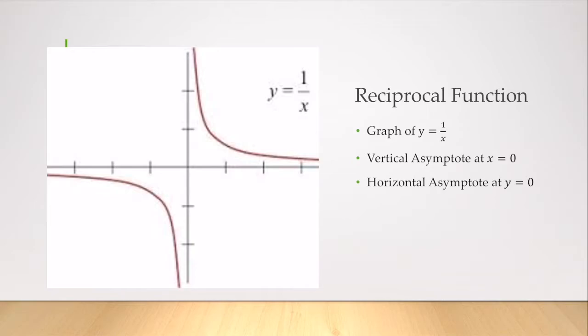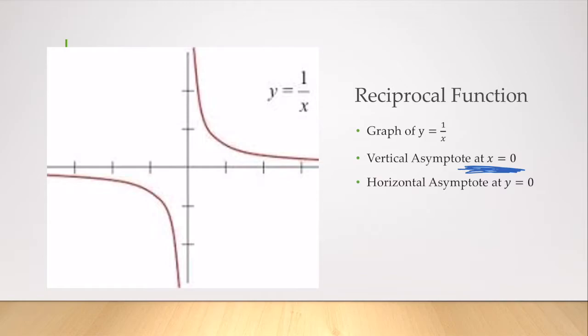For example, here's the reciprocal function, y equals 1 over x. It has a vertical asymptote at x equals 0, because my denominator could never equal 0. This also has a horizontal asymptote at y equals 0, because my numerator could never equal 0. It's also of lesser degree than my denominator, which we're going to talk about.